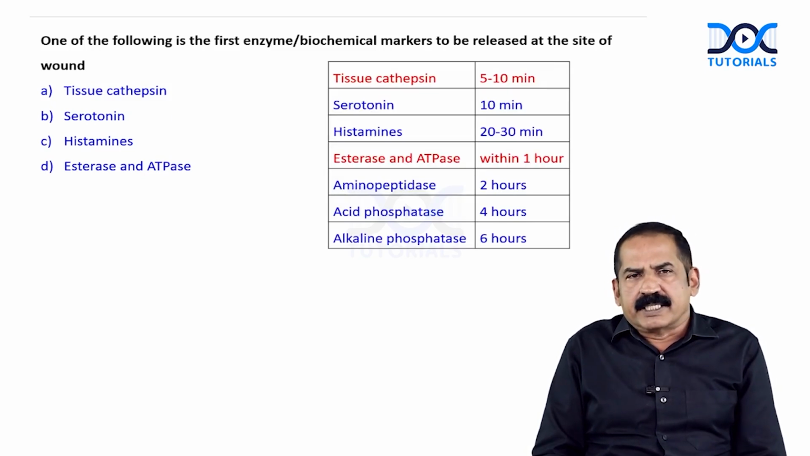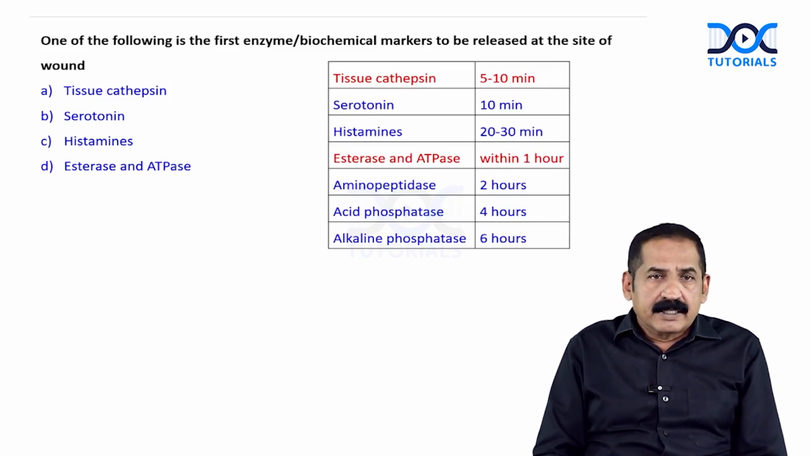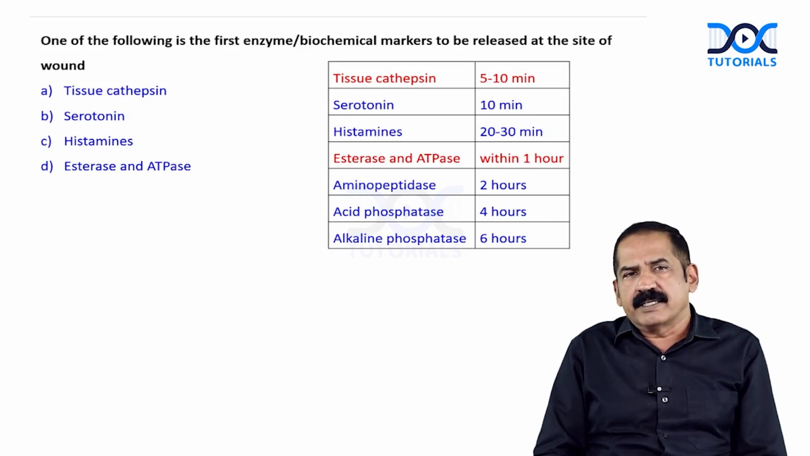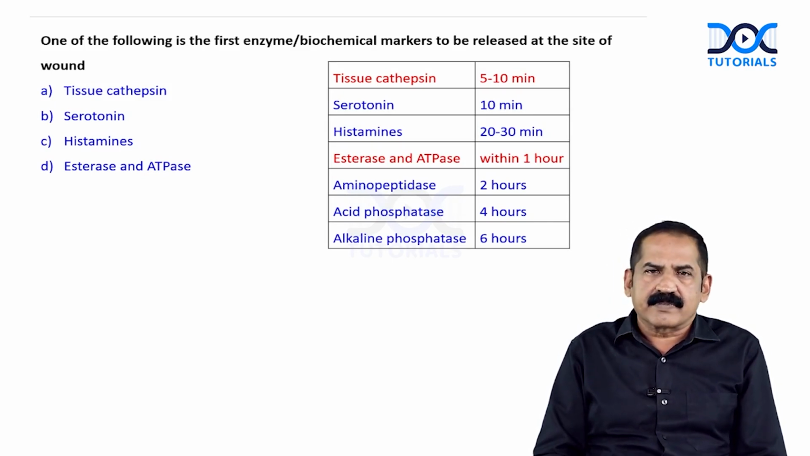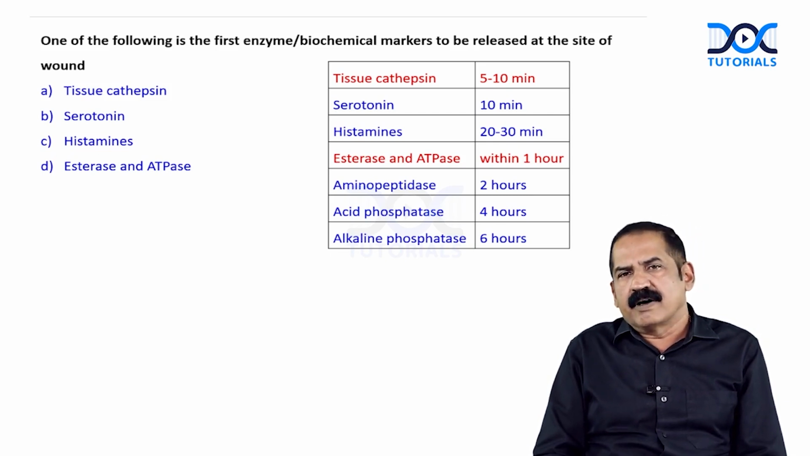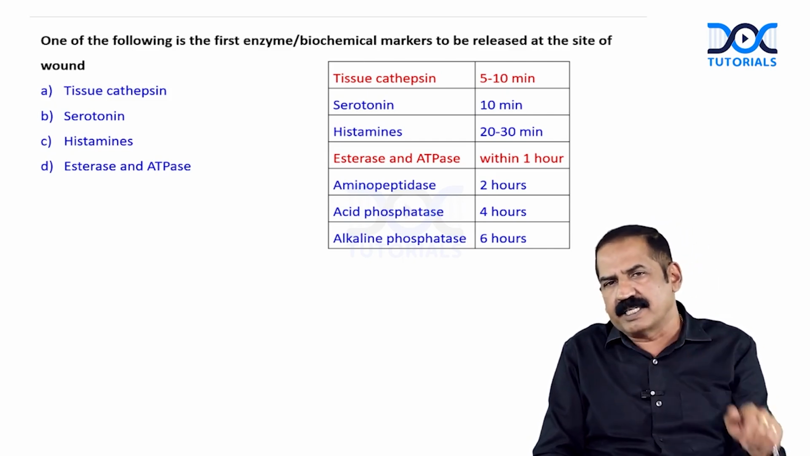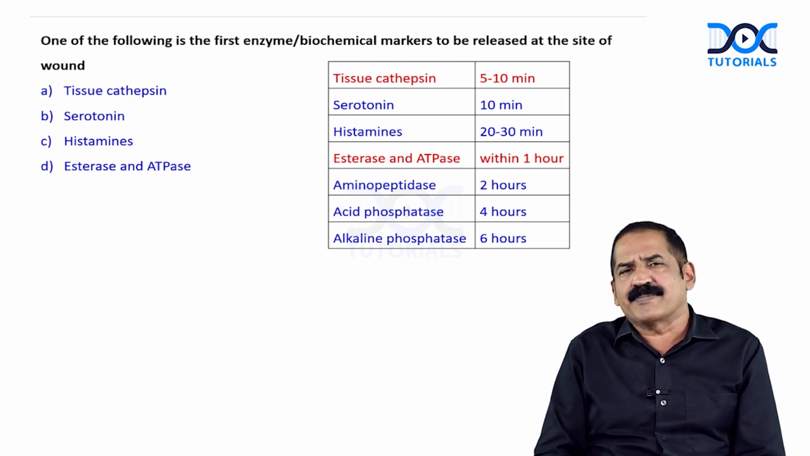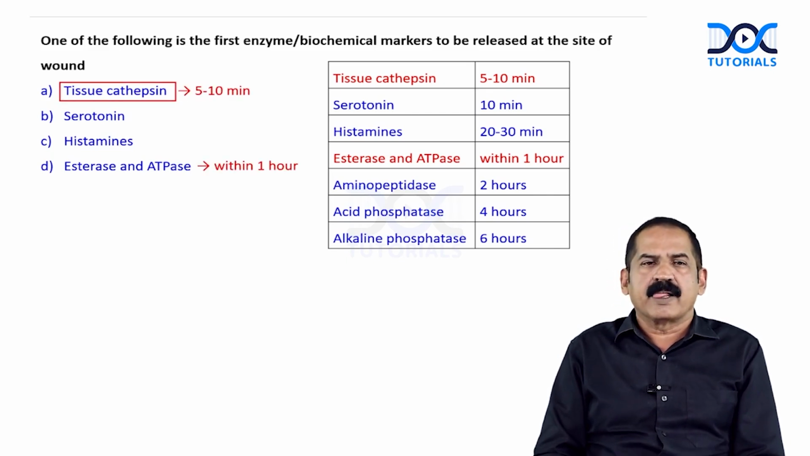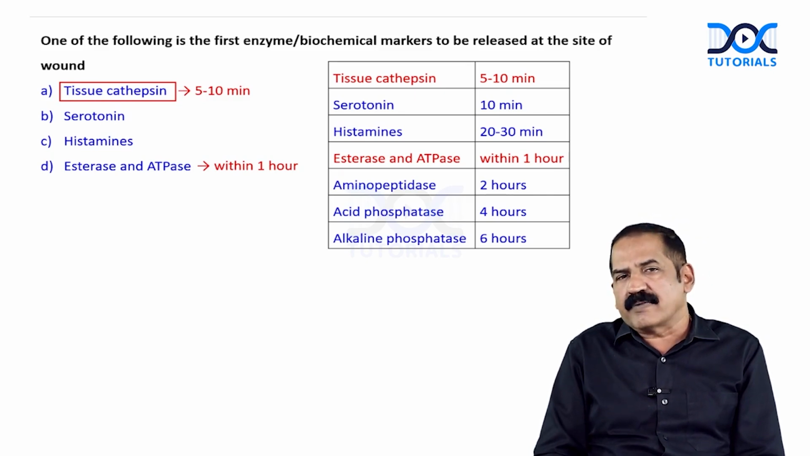No need to remember each and everything, but I give you a list. After sustaining injury, there will be release of enzymes or some biochemical markers. The first enzyme or biochemical marker to be released is tissue cathepsin in about 5 to 10 minutes. Just remember about tissue cathepsin, 5 to 10 minutes. And also remember esterases and ATPases, the enzymes which will be released within 1 hour.